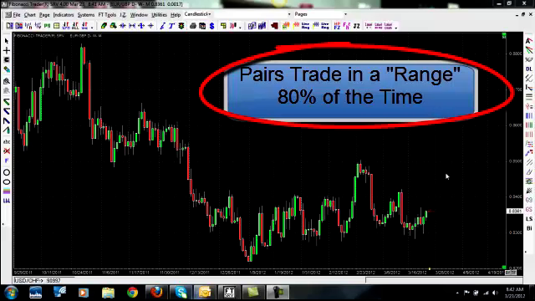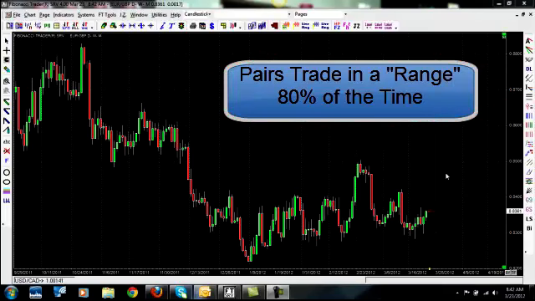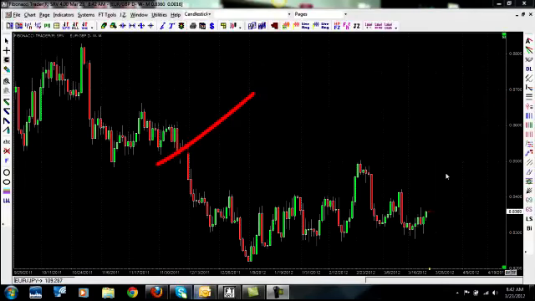Okay, and we're going to have a short overview of basic support and resistance. In another video, I'm going to explain support and resistance and why it is important. We'll talk about swing trading and different swings. But today we're going to talk about trading in ranges, or what you call channels. And 80% of the time, a currency pair trades in a range or in a channel. And I want to show you this on this chart that I'm looking at right now.